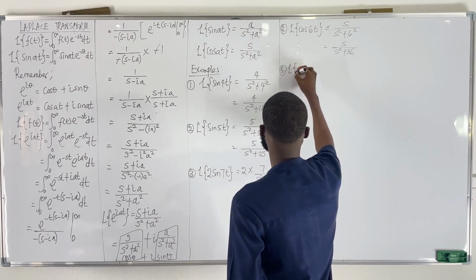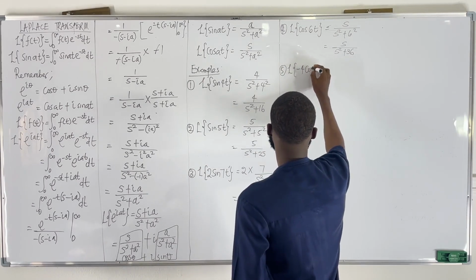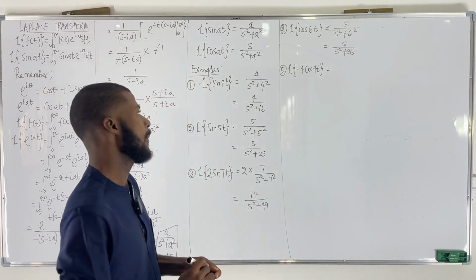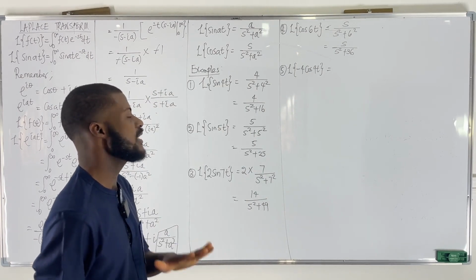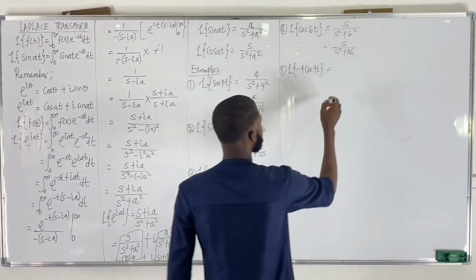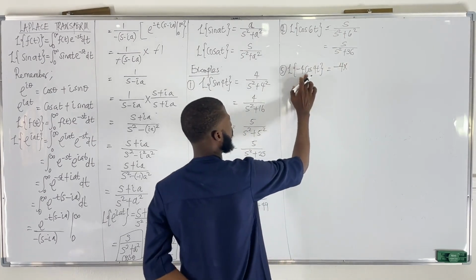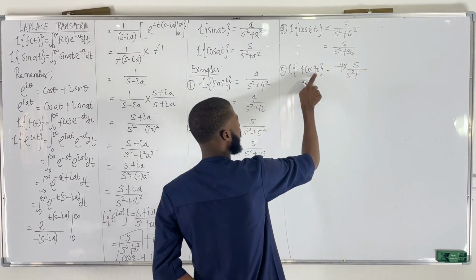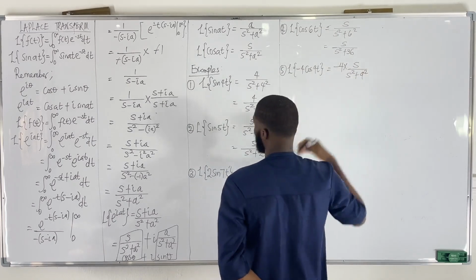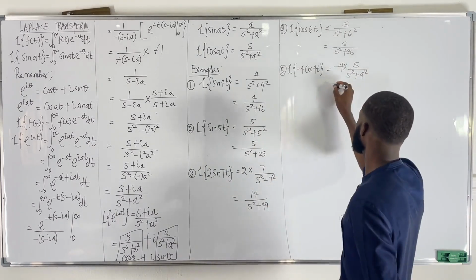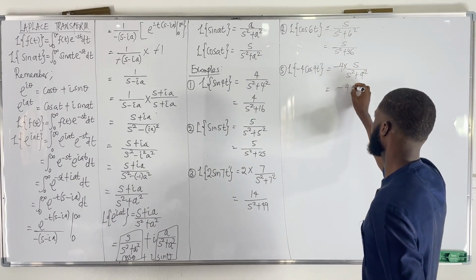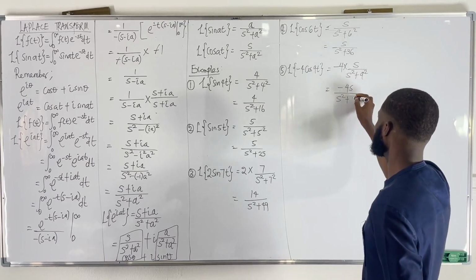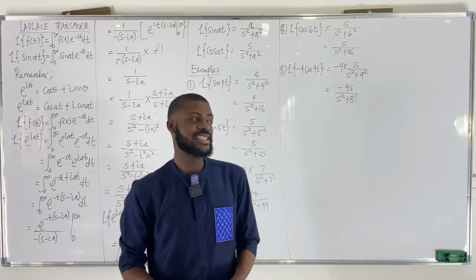How about another example? Let's say we have the Laplace transform of minus 4 cos 9t. For this one, remember that the minus 4 is a constant multiple. So this will be minus 4 times. Now for cosine, it's always going to start with s divided by s squared plus a squared. But a in this case is 9, so this will be 9 squared. So this will become minus 4 times s, which is minus 4s divided by s squared plus 81. So this is what we have.